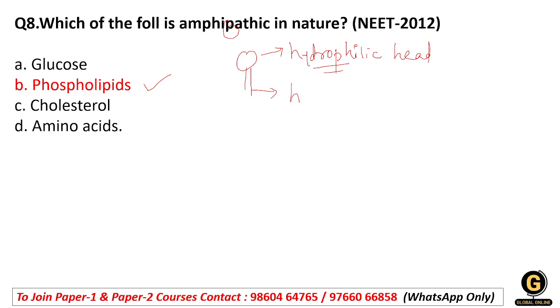Okay. And hydrophobic, that is water hating. Hydrophobic tail is present. These are also called polar and non-polar. Okay. So this is the meaning of amphipathic. If both hydrophilic and hydrophobic are mentioned in the same molecule, it is called amphipathic in nature, and the answer is phospholipids. So this question was asked in the year 2012.